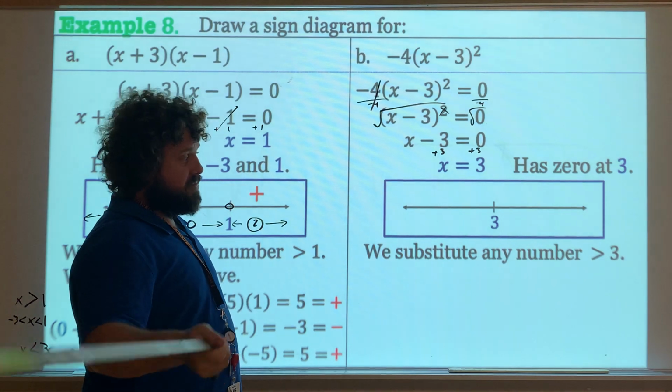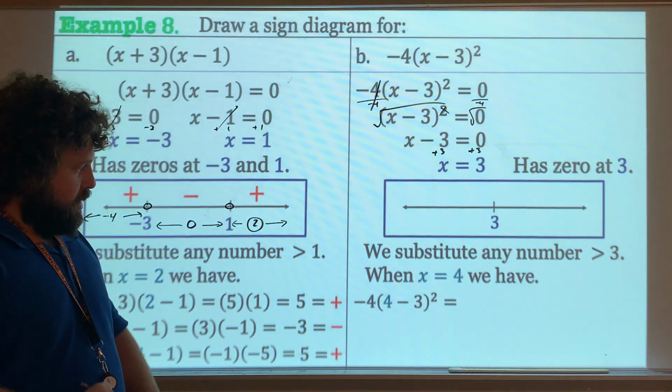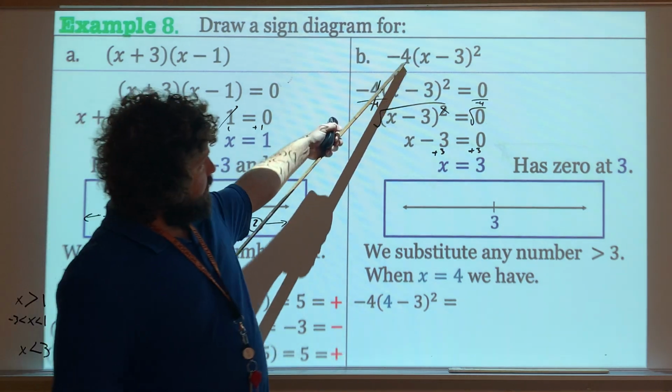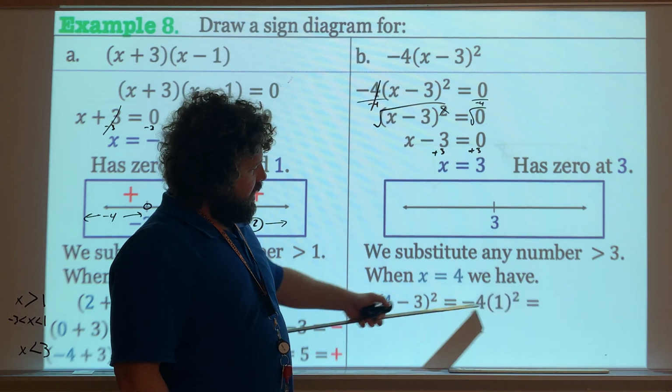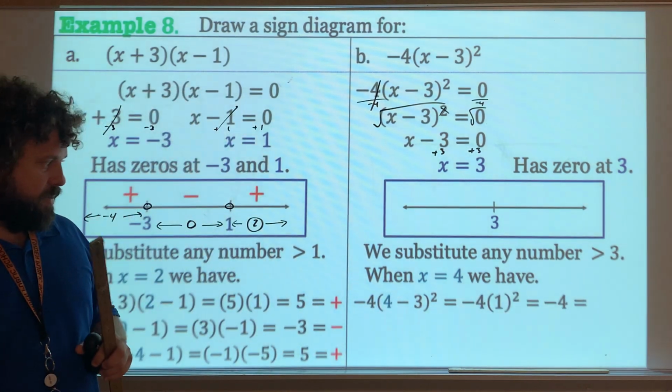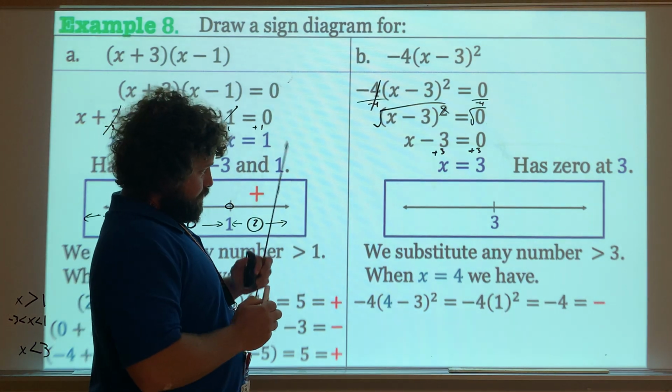0? 0 is not greater. What about 4? All right, 4 is a little bit more. -4 times 4 minus 3. 4 minus 3 is 1. -4 times 1 squared is -4 times 1. -4 is a negative number.